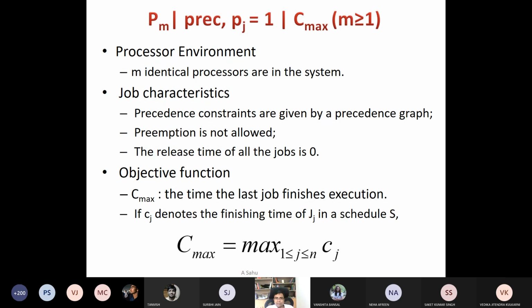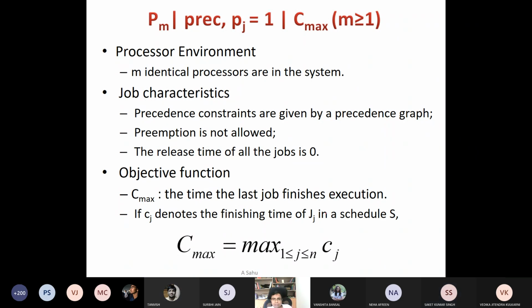What problem are we saying? So P_m | prec, p_j = 1 | Cmax. What is the problem? We have m identical processors, and there are precedence constraints given. Each job has an execution time of 1 unit, and we have to minimize the overall execution time. So clearly, these are the job characteristics in this case.